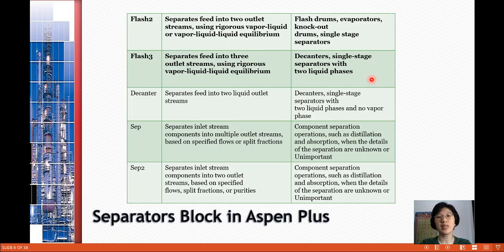Flash3 here is used to cater to vapor liquid equilibrium where you have two liquids plus vapor, and these two liquids must be immiscible. Three means you have three products: one vapor product and two liquid products at the bottom.